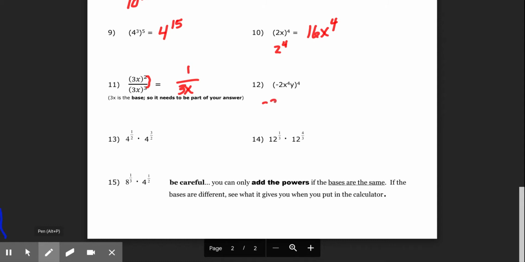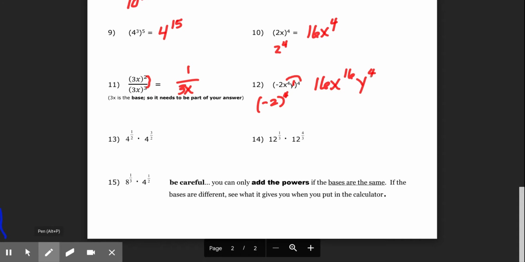Number 12, we have negative 2 as your coefficient. It's going to be raised to the 4th power. So negative 2 times negative 2 is 4. 4 times negative 2 is negative 8. Negative 8 times negative 2 is 16. X, and then we're going to multiply 4 times 4 and get 16y. And this y is understood to have a 1. So 1 times 4 gives you 4.